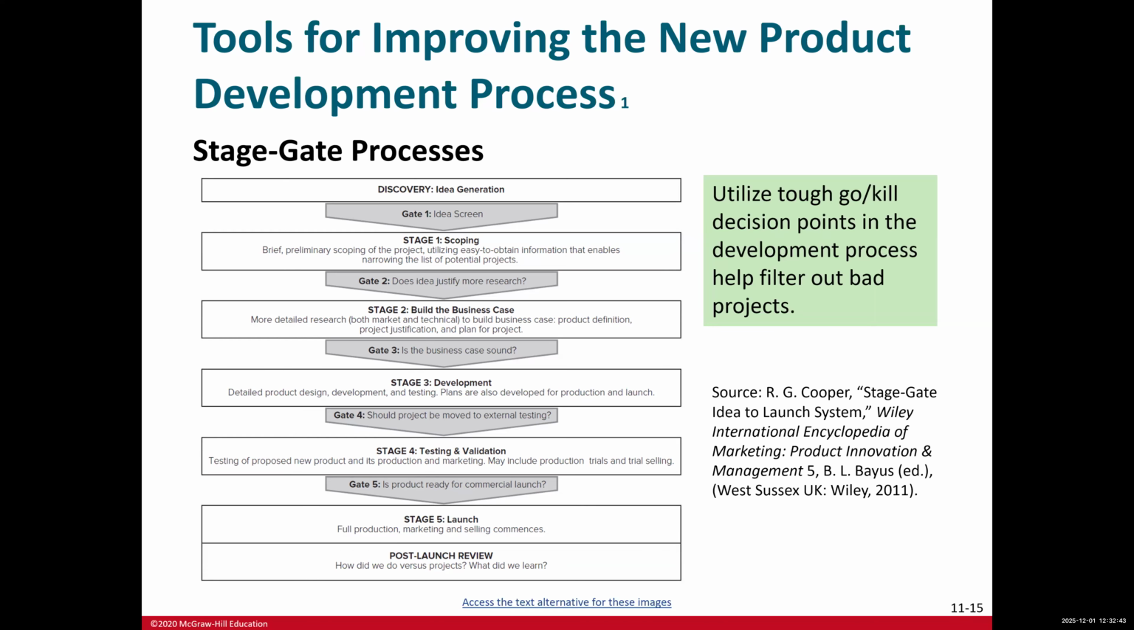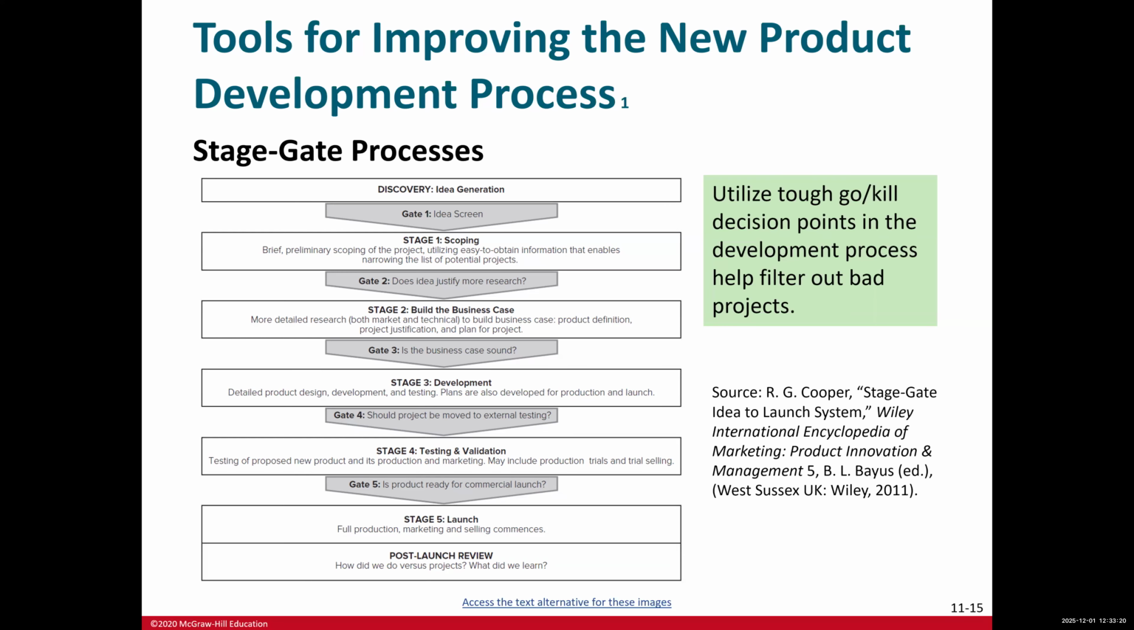One of those frameworks that you can use, and it's very useful for many managers, is the stage gate process. You can see we have different stages and gates that we have to go through. In each stage we need to utilize tough go or kill decision points in the development process, and sometimes, for example, maybe in stage 2 or 3 we have to kill the project, and it's absolutely fine.